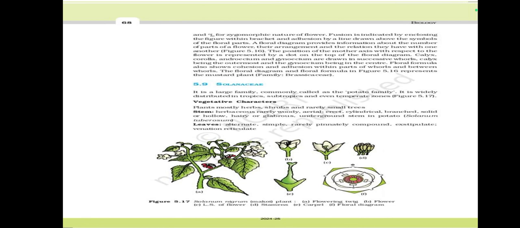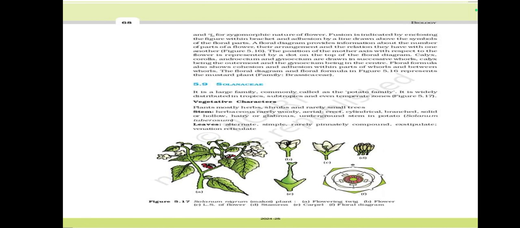The position of the mother axis with respect to the flower is represented by a dot on the top of the floral diagram. Calyx, corolla, androecium, and gynoecium are drawn in successive whorls, calyx being the outermost and the gynoecium being in the center. Floral formula also shows cohesion and adhesion within the parts of whorls and between whorls.